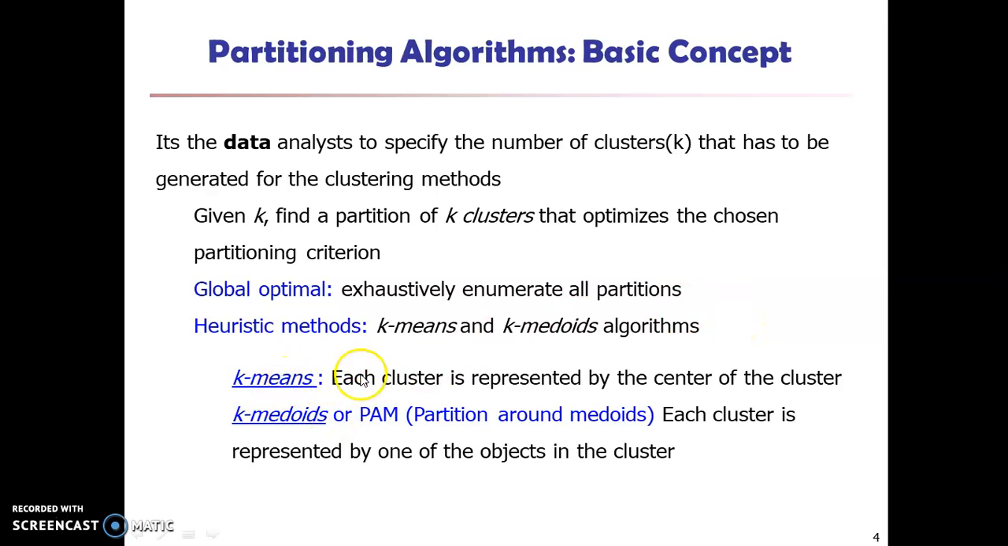In K-means, each cluster is represented by the center of the cluster. We have number of clusters. Each cluster can be represented by the center of the cluster in K-means. In K-medoid, each cluster is represented by one of the objects in the cluster. We have number of clusters. Each cluster contains number of objects. One object will represent the cluster. The K-medoid is also called PAM, that is nothing but partition around medoids.